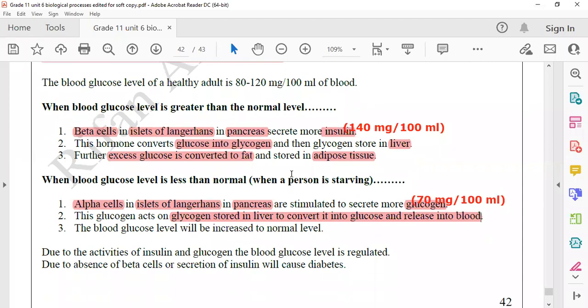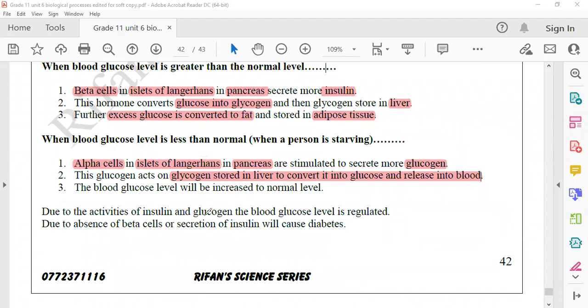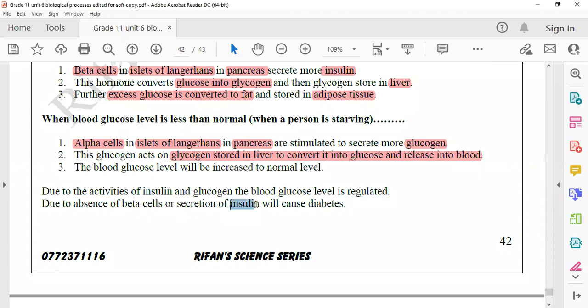Yes, sir. Right. Thereafter, you know this story. In some people, this insulin hormone is not secreted in enough amounts. Some people will be born without beta cells. Some people will have beta cells, but insulin secretion will be low. These kinds of people will show a high blood glucose level, and that condition is called diabetes. Diabetes is genetic. If your father or mother has it, you have to be careful.